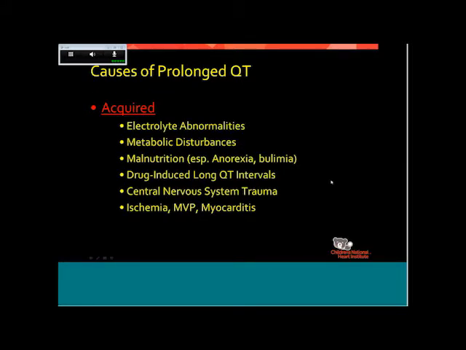And acquired causes of QT prolongation, the most common ones are due to metabolic disturbance, anorexia, bulimia, or taking certain medications, either diuretics or other drugs that prolong the QT interval. Again, a whole separate topic, but macrolide antibiotics such as erythromycin and Zithromax will prolong the QT interval a little bit. Some of the antibiotic medications and some of the older antidepressants, the tricyclics.